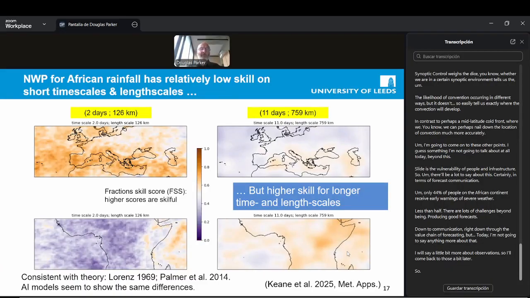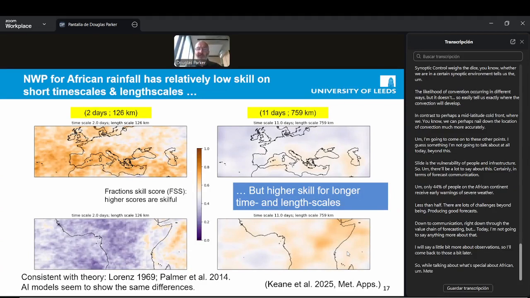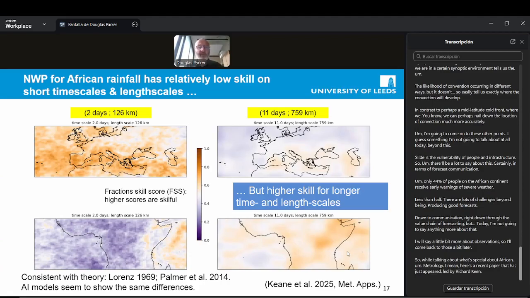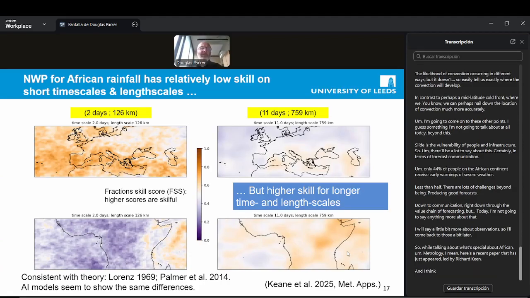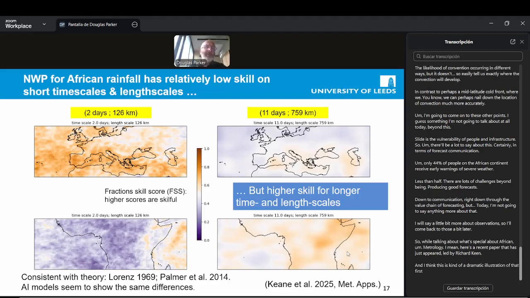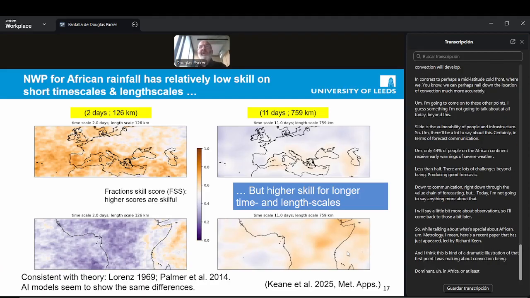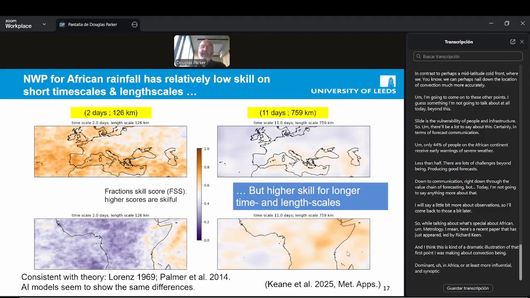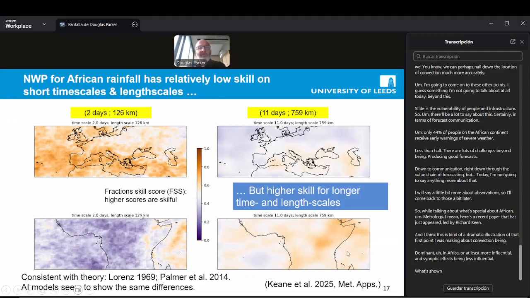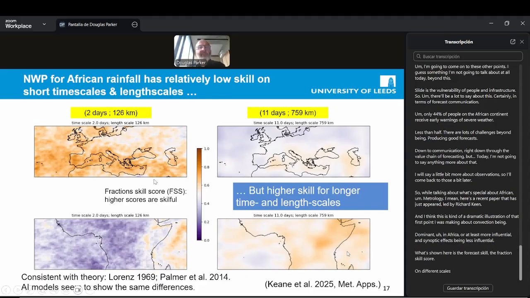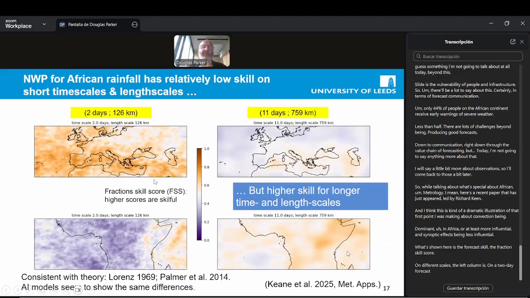So, while talking about what's special about African meteorology, here's a recent paper that has just appeared, led by Richard Keane. I think this is a dramatic illustration of that first point I was making, about convection being dominant in Africa, or at least more influential, and synoptic effects being less influential. What's shown here is the forecast skill, the fraction skill score, on different scales. The left column is a 2-day forecast, aggregating at 126 kilometers.